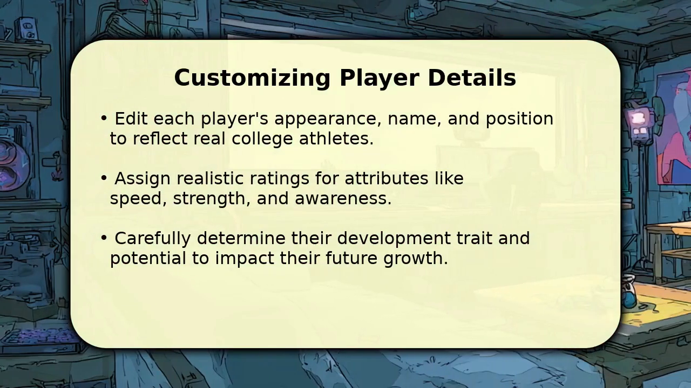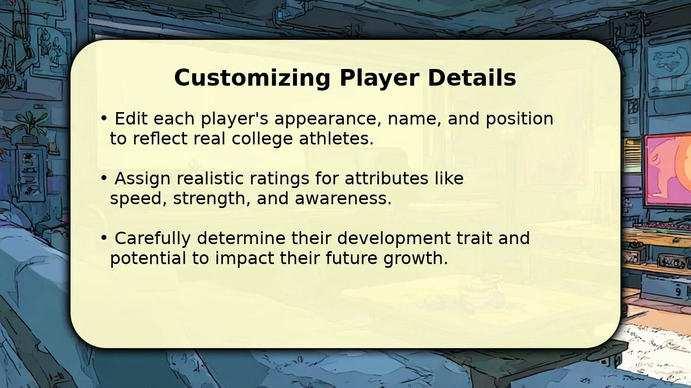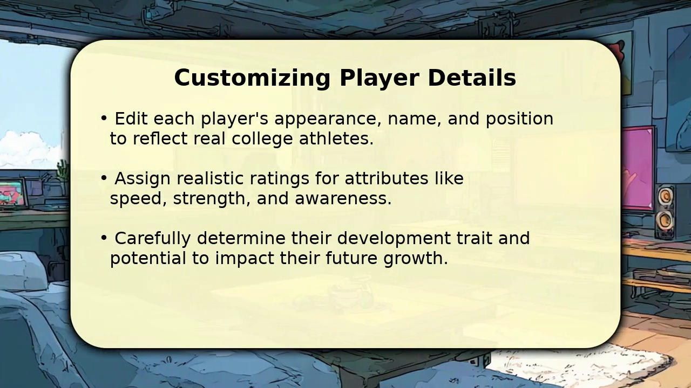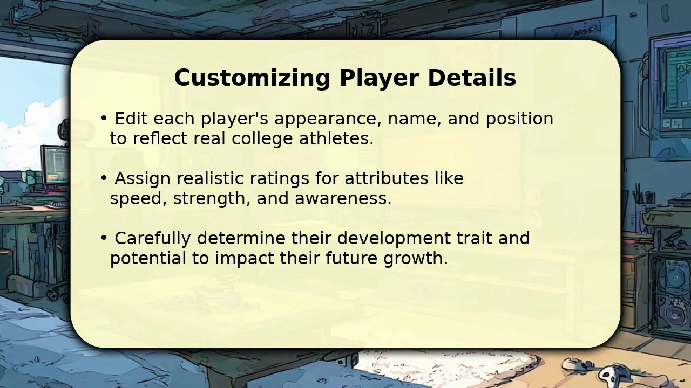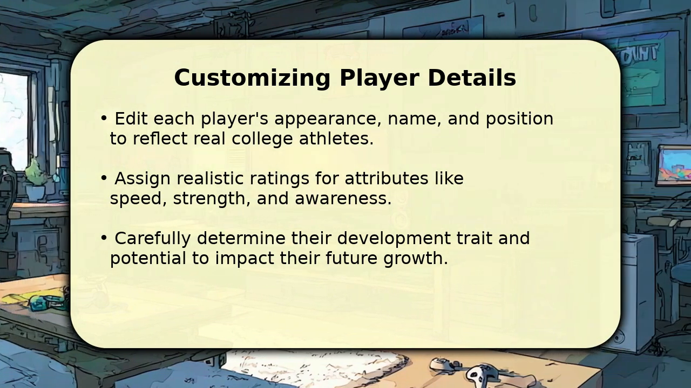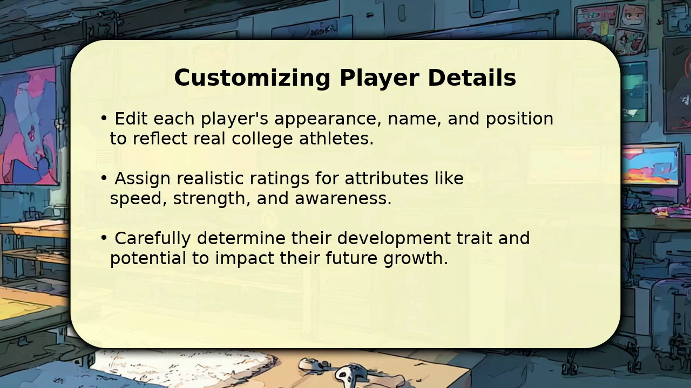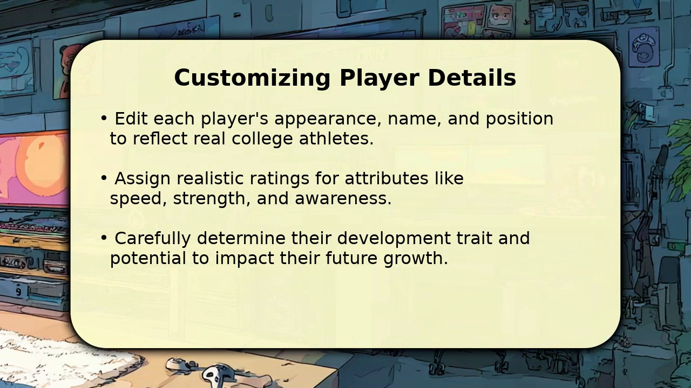Once you have added players, dive into their individual details. Here, you can customize their physical appearance, jersey number, and even their college background. Most importantly, adjust their attributes such as speed, throw power, and catching ability. Pay close attention to their development trait, like star or superstar, and their potential rating, which dictates their long-term growth. Realistic ratings create a more engaging experience.